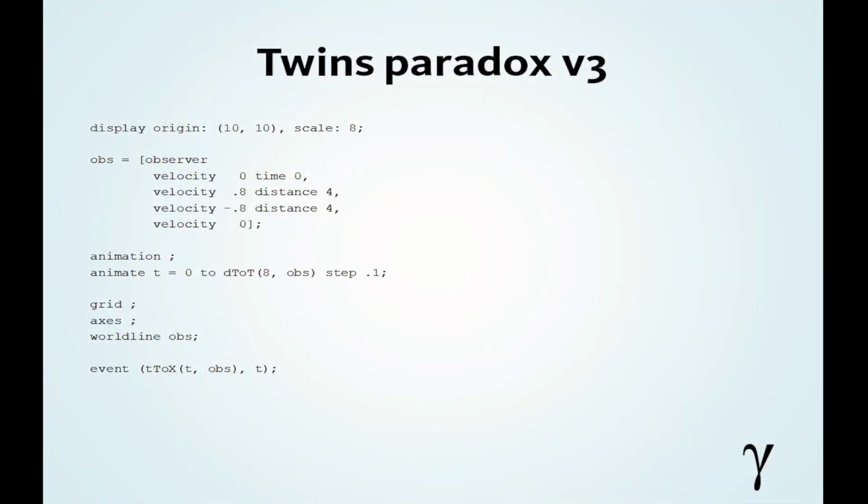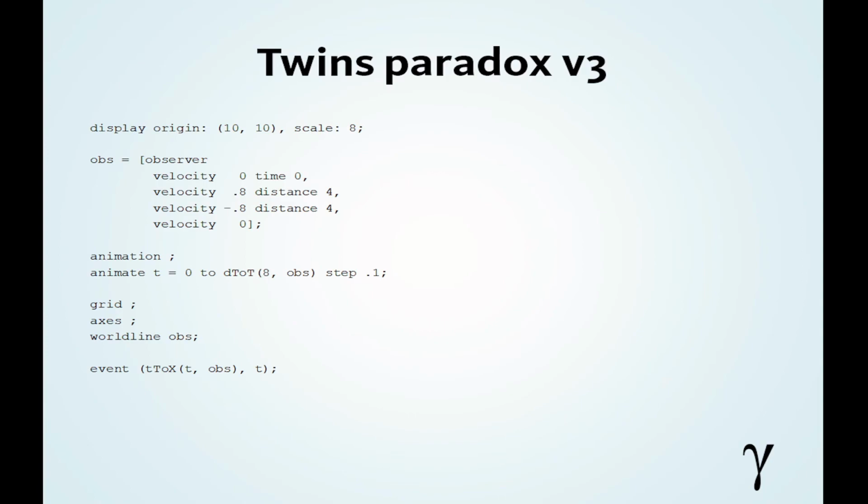And here's another variation. This one's an animated variation. So it's the same program as before. We've added an animation statement. It basically just signals that this will be animated. And then we select a variable to animate, variable t for time.